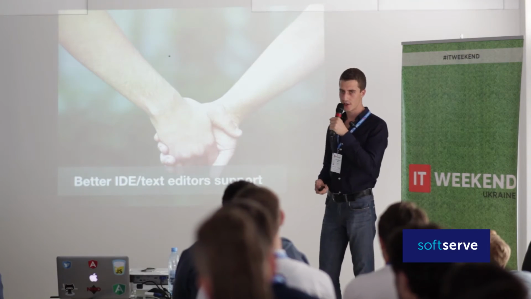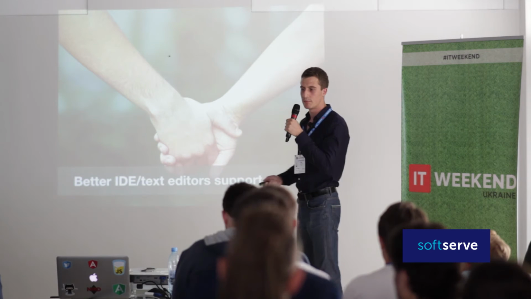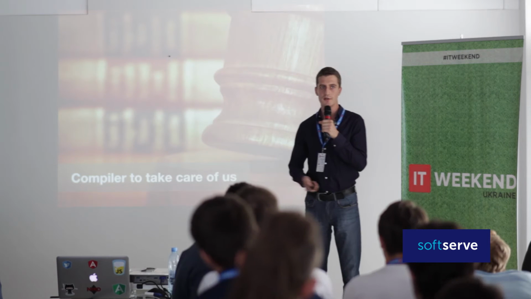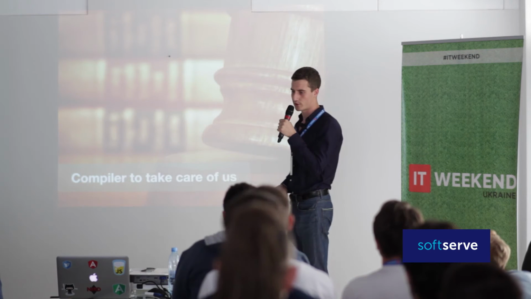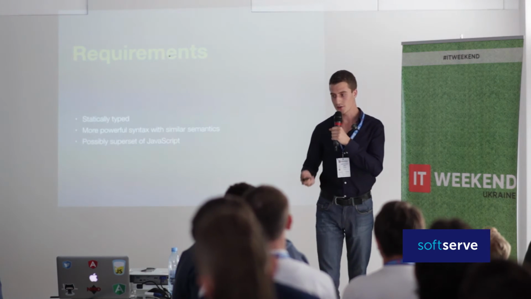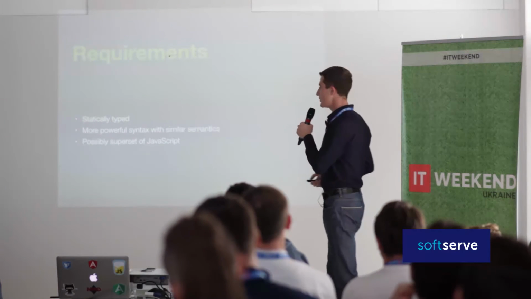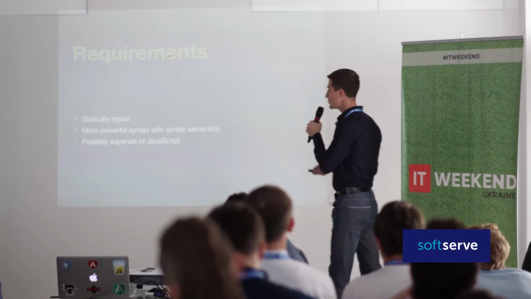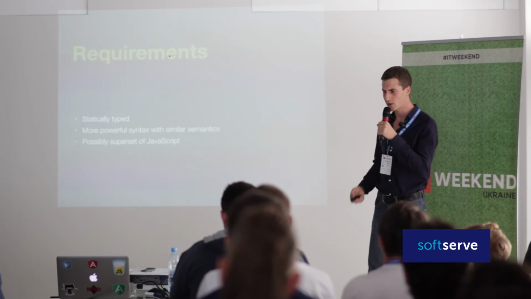Well, the language should be easy to learn for sure. It should have better IDE and text editor support. Maybe you are suffering from bad auto-completion in JavaScript and bad refactoring tools. And we should have a compiler which takes care of us. So when we misspell a property, the compiler will slap our hands and say, well, you did that wrong. So the requirements for our awesome language are these. We need to have static typing in order to scale well. We need to have more powerful syntax, and it should possibly be a superset of JavaScript in order to allow us to learn it faster.